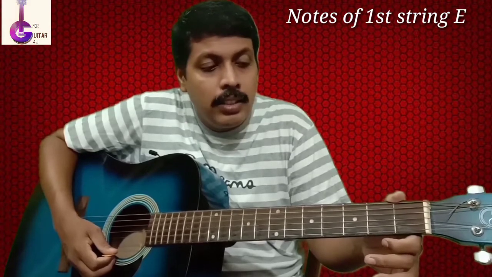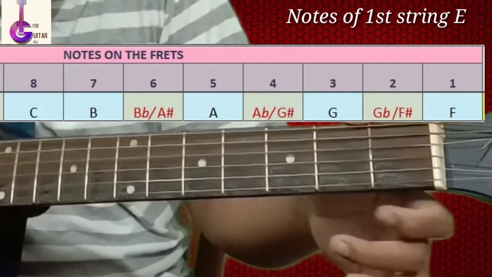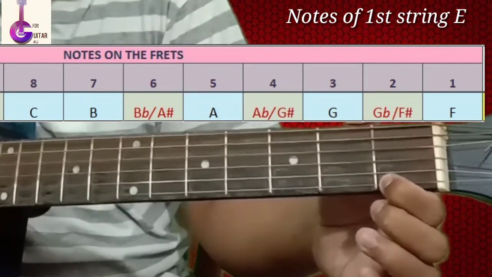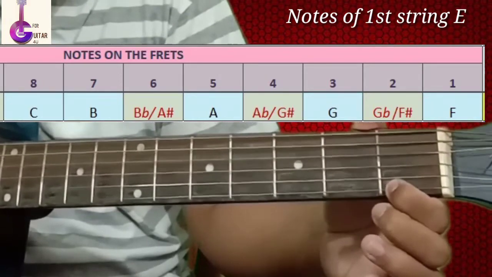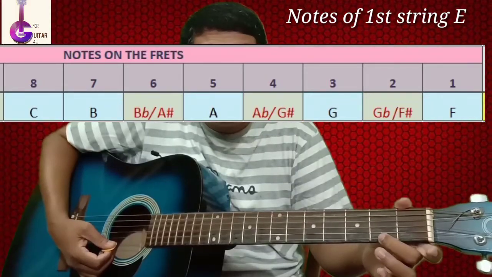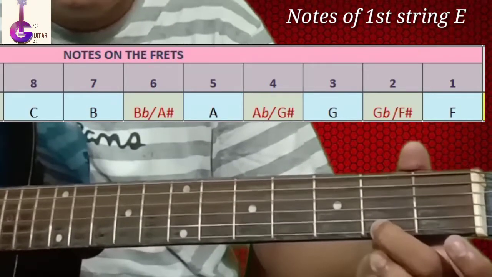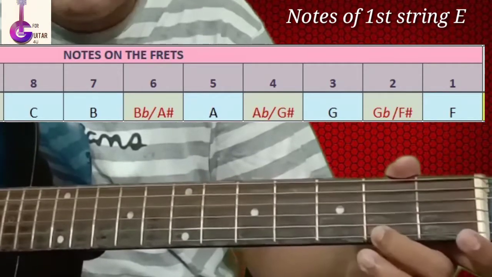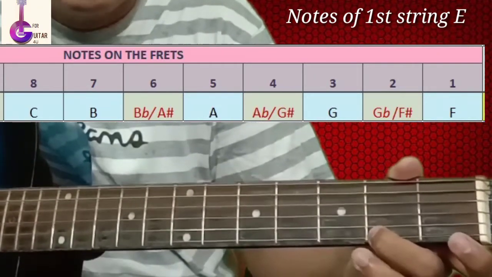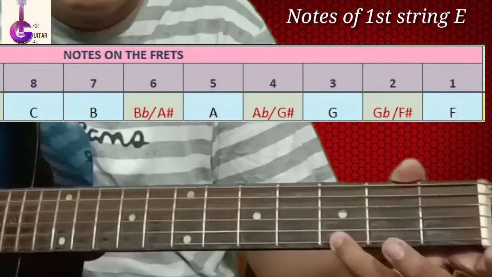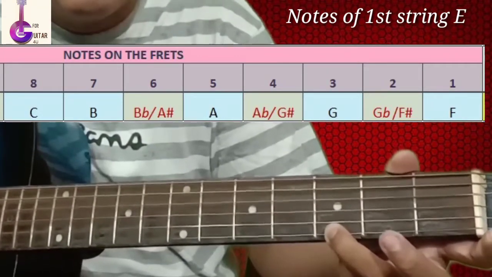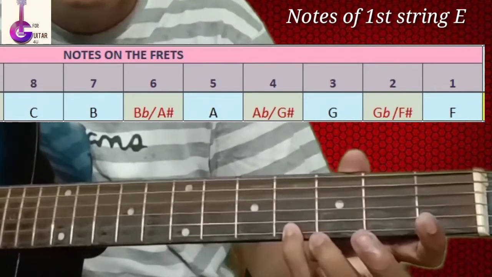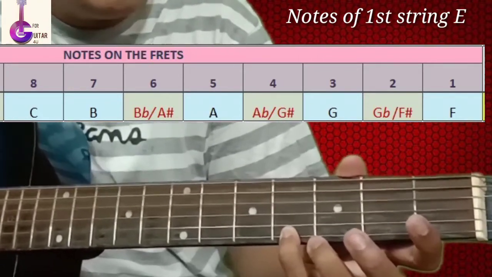In the first string, when we put a finger on the first fret, it becomes F. When we put the finger on the second fret, it becomes F sharp. F sharp is also called G flat. Third fret is G. Fourth fret is G sharp. G sharp is also called A flat.